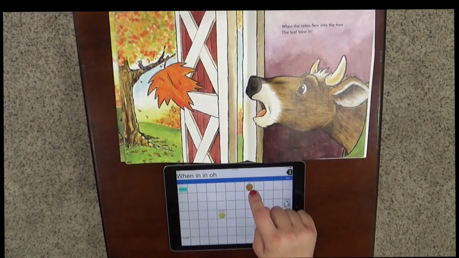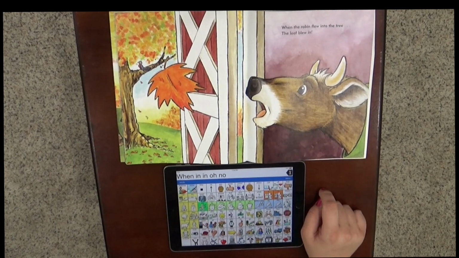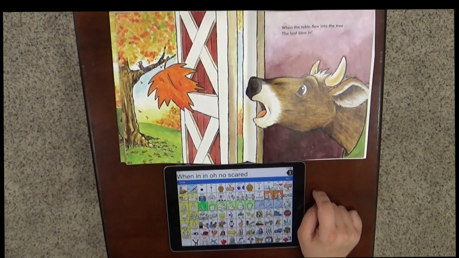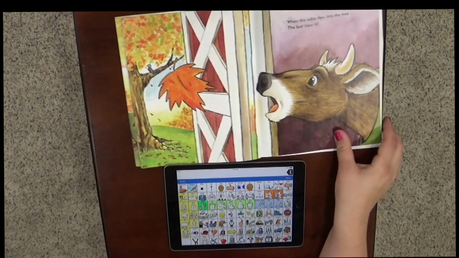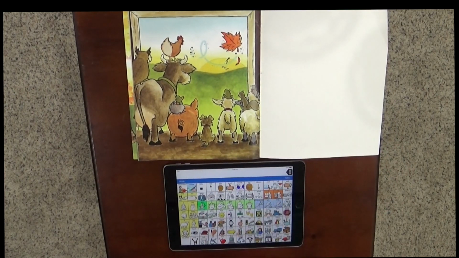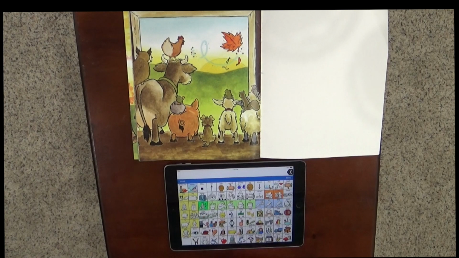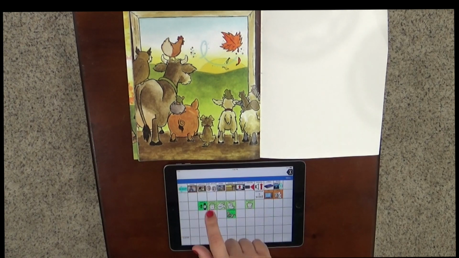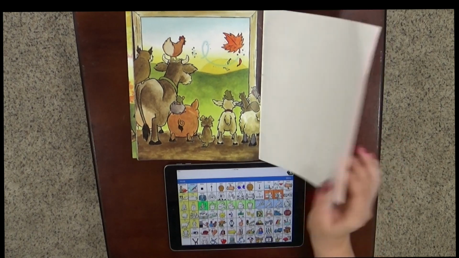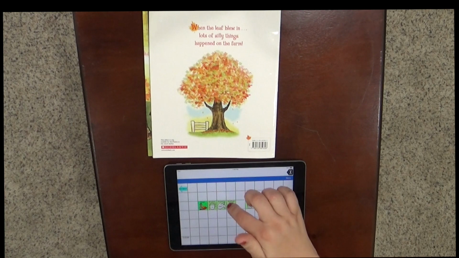Oh no. Look at that cow. He looks scared to be seeing another leaf. I wonder if he'll sneeze again. Whew. Look, there's all of our animals, and they are watching the leaves blow by. That's the end of our book. We're finished.